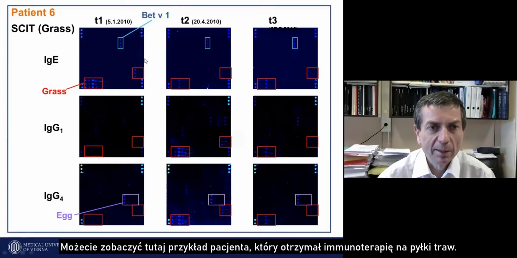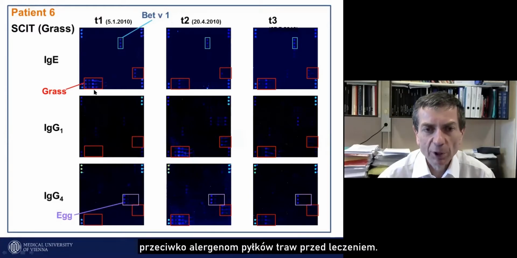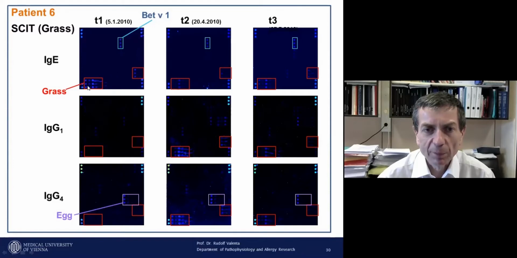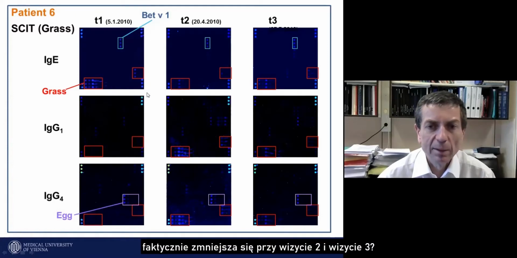And you see here an example of a patient who received grass pollen immunotherapy. Actually, here is shown the IgE activity against the grass-borne allergens before the treatment. And you can see after treatment, this IgE activity is reduced. When you compare T1 with T2 and T3, the signal gets lower. What is the reason that the IgE signal here decreases at visit 2 and visit 3?